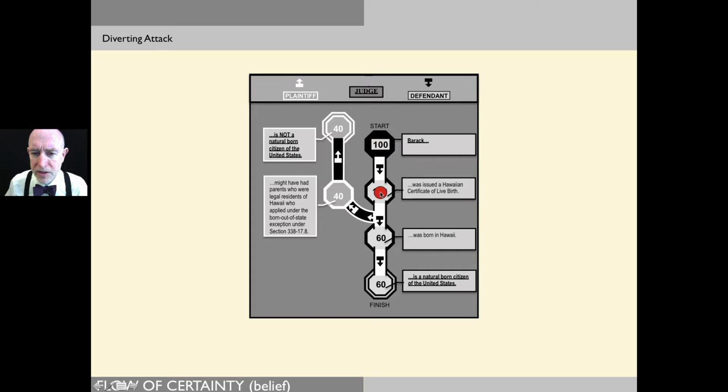So, linking to this first premise, the defendant moves in this direction, but the plaintiff makes an objection through a diverting attack and says, nope, it ought to travel this way. And then the plaintiff finishes off by saying, one who might have had parents who were legal residents of Hawaii who applied under the born out-of-state exception under Section 338-17.8 is not a natural-born citizen of the United States.